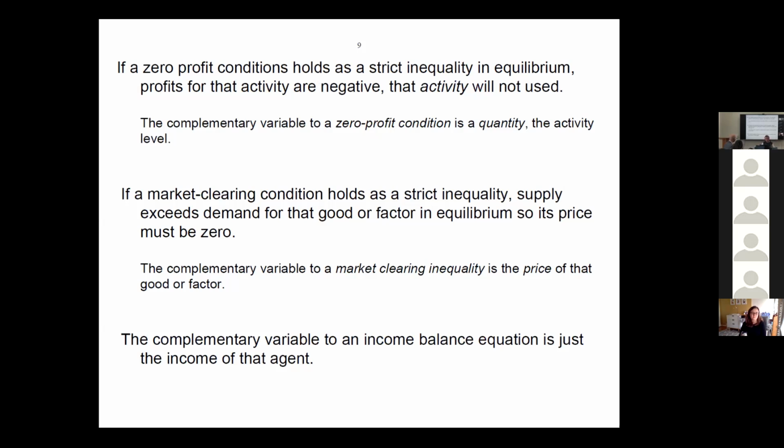And for market clearing, it's the other way around. You have a quantity inequality and a price variable. This is not that common, but if supply strictly exceeds demand in equilibrium, then the price is zero. It's a free good. And then the income balance equations are more just definitional.